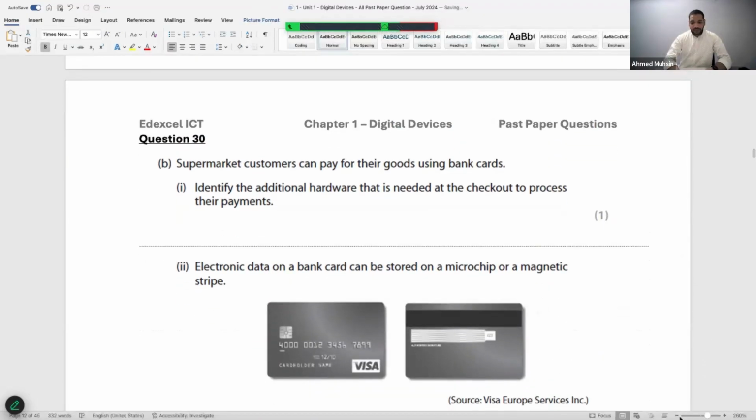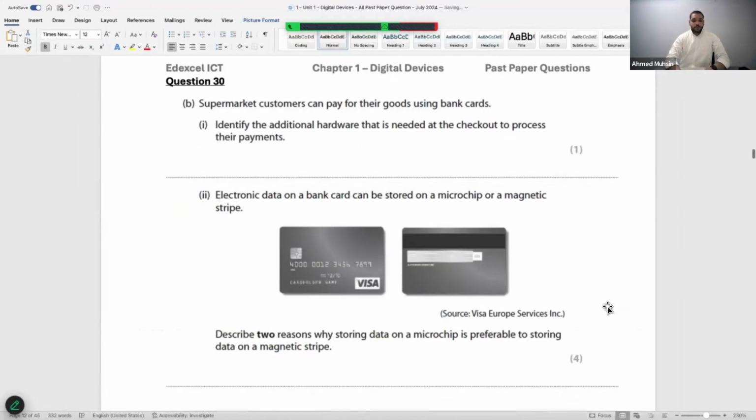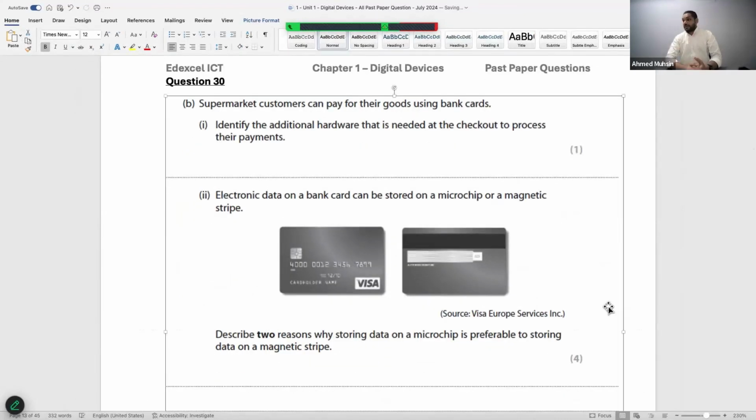Question 30, guys. Can everyone come down to question 30? Supermarket customers can pay for their goods using bank cards. Are we okay with this? Agree with this statement? You can pay for your goods using your card. Identify the additional hardware that is needed at the checkout to process their payment. Okay, what did you say? POS machine, no. Now they have specifically mentioned card, no. So specifically for a card, what do you need? You need a card reader, isn't it? Himal, does it make sense what I'm telling you?